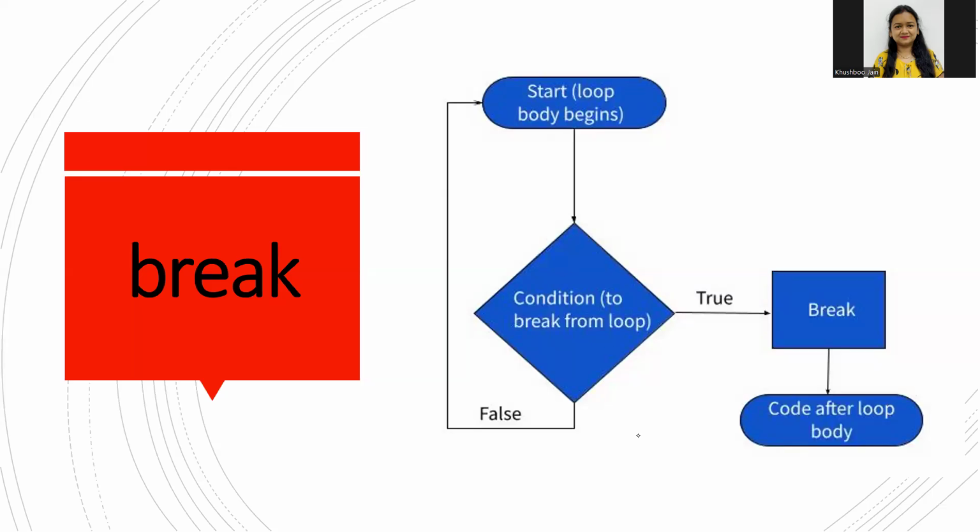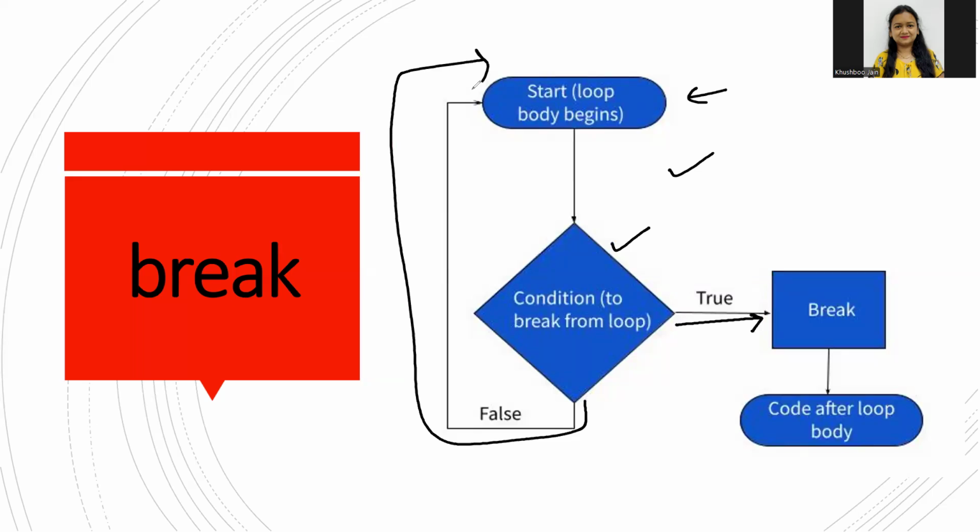So in break statement, it terminates the loop as soon as the condition is satisfied. As you can see, this is the flowchart of break. Here, your loop starts. Then, if this condition is satisfied, it will go out of the loop. After the body of the loop, whatever statements you have given will be executed. If this condition is false, then it will go back to the starting of the loop and check for the loop condition.